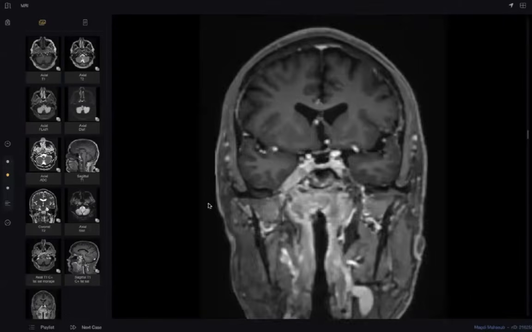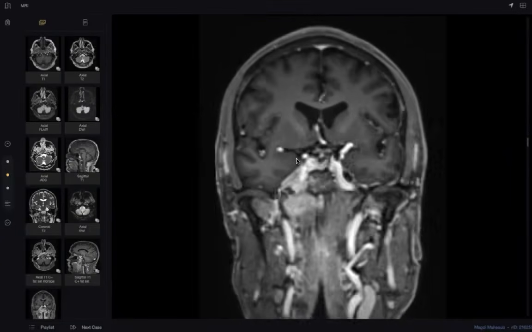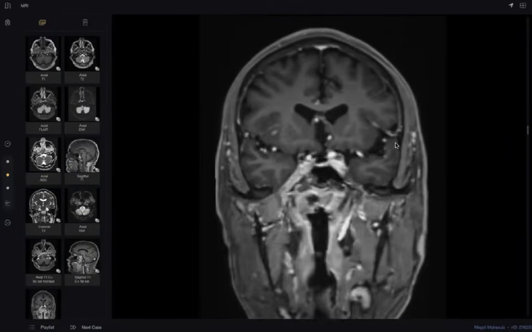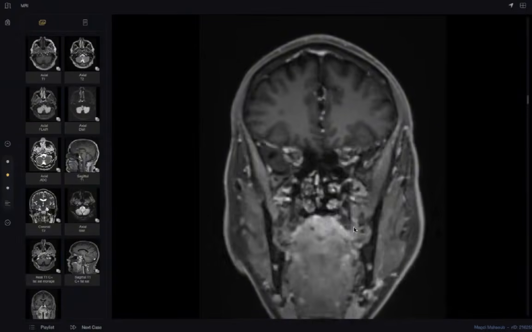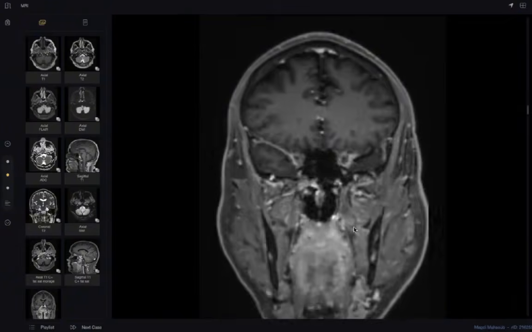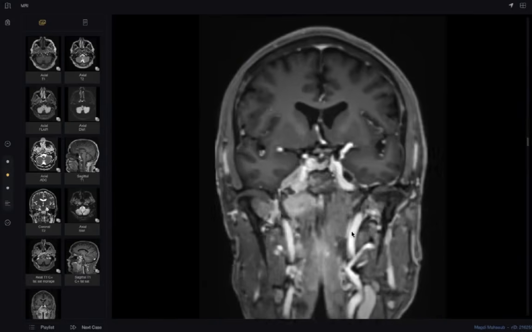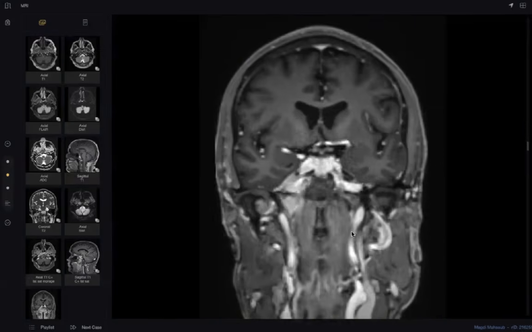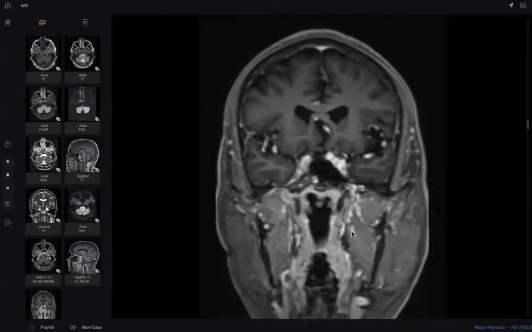Leave the mouse, I cannot see any. Okay, what happened here? This is the contrast study. So can I scroll? On contrast enhanced imaging, I would like to go from front to bottom. There is intense enhancement of the nasopharyngeal soft tissues, which is extending into the cavernous sinus as well.